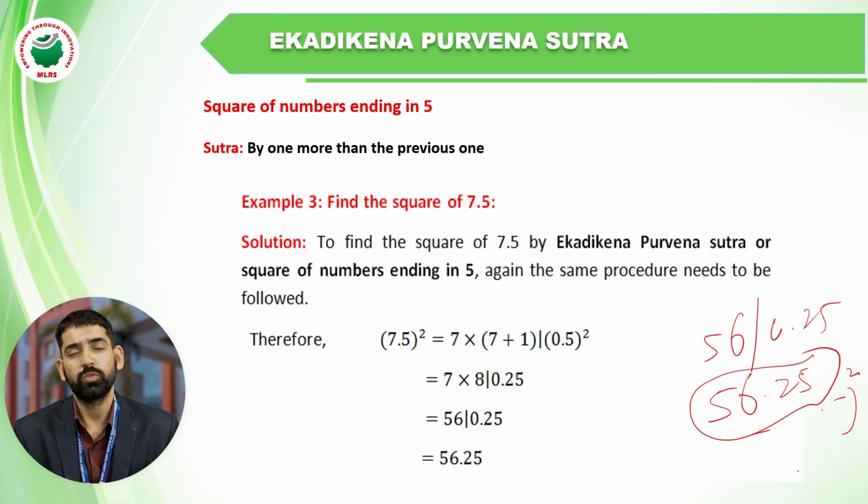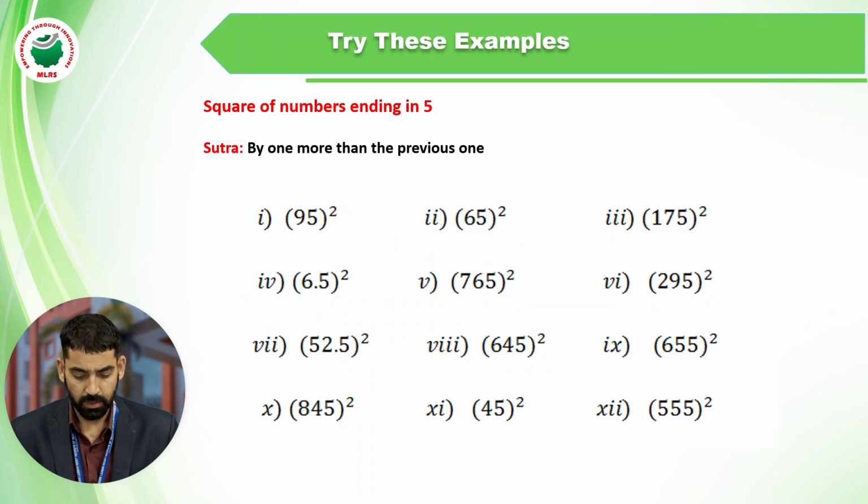Remember, you can use the previous techniques as well to find the square of these numbers, but this is an additional sutra for numbers ending in 5, which is a special case. So for numbers ending in 5, you can use this Ikadikena Sutra. Otherwise, you can use the previous two cases, the YTKVY Sutra, to find the square of these numbers as well. Here we have given some examples of numbers ending in 5.